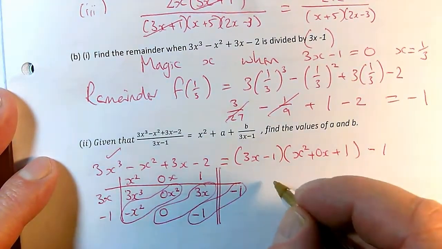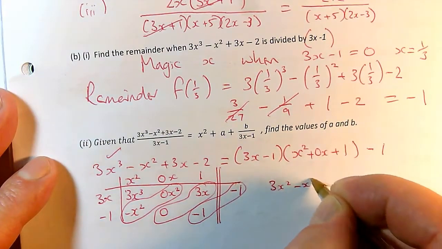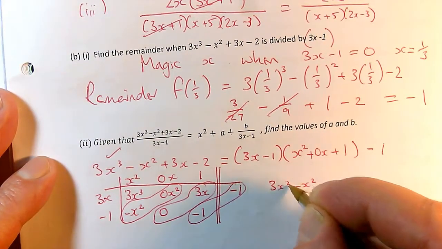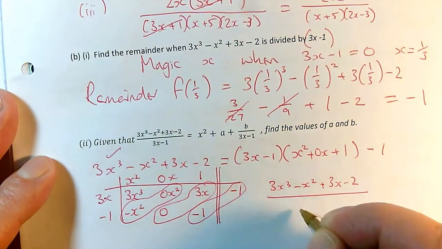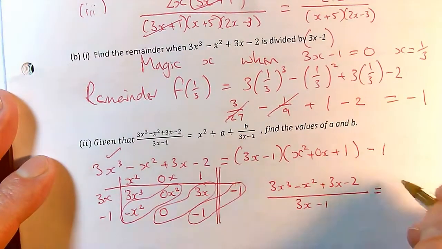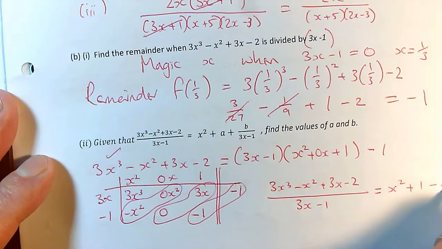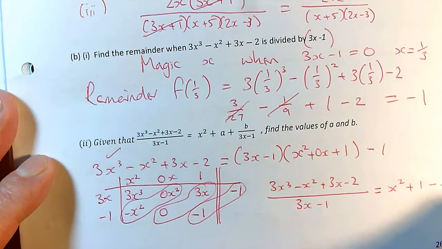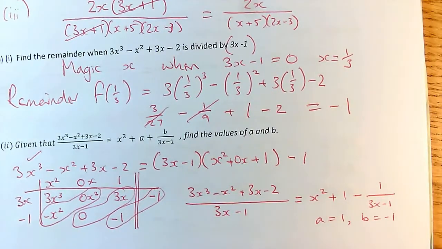So my answer, if I do the algebraic division, is going to be 3x cubed minus x squared plus 3x minus 2 over the bracket of 3x minus 1 equals, the quotient part is just my x squared plus 1, and my remainder is minus 1 over 3x minus 1. So a equals 1 and b equals minus 1. So that's the algebraic division way of doing this.